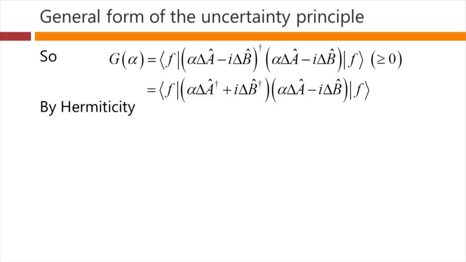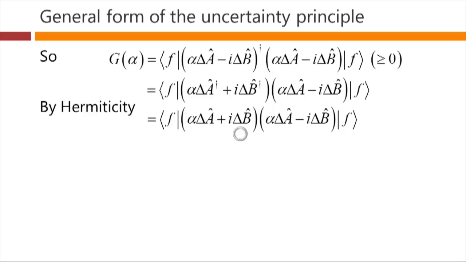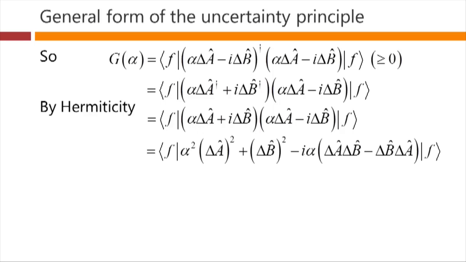And by hermiticity of these operators, A and B, of course, that means, and the delta A is also Hermitian, that delta A dagger is just the same thing as delta A, and similarly delta B dagger is just the same thing as delta B. So we make that change here in the algebra. And now we multiply these out. So delta A with an alpha in front of it times delta A with an alpha in front of it is just alpha squared delta A squared. And similarly for the I delta B times minus I delta B, that's just also delta B all squared.